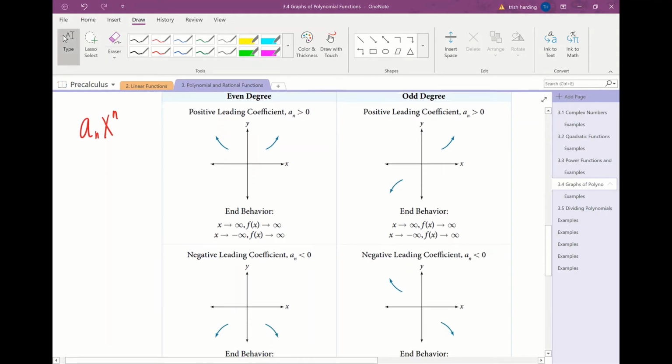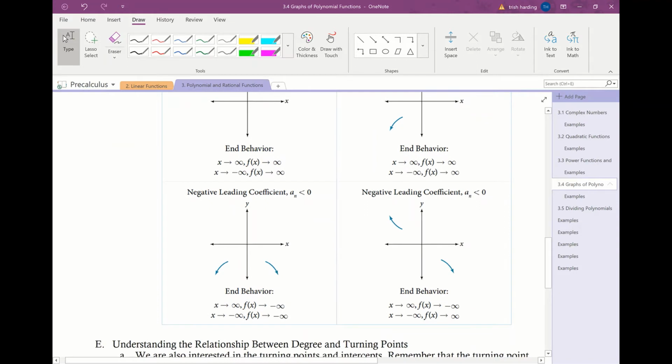And the same holds for the odd degree, just like we learned for power functions. When you have an odd degree and a positive leading coefficient, the positives will go off positive and the negatives will go off negative. When you have a negative leading coefficient with an odd degree, the positives will go off negative, and the negatives will go off positive.